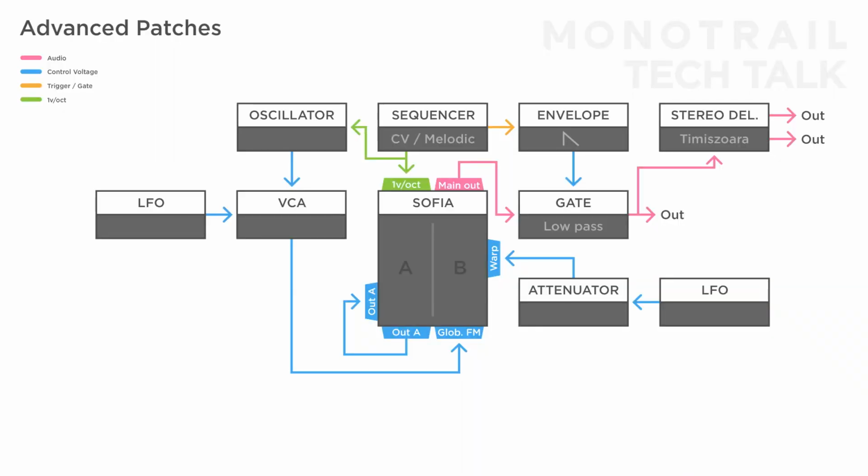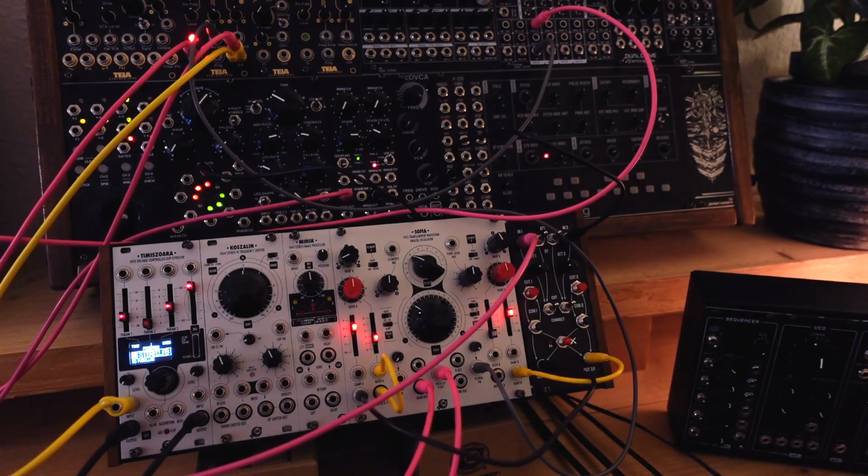Here's the exact same patch, but tuned and slowed down. This time though, the global FM is modulated, and a smooth random voltage modulating warp A is added.